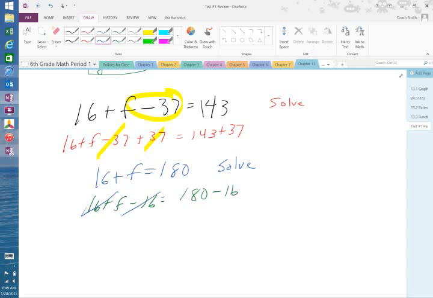174? No. Close, but no. Maya, help her out. No. Staley, help him out. 164. Yes, 164. So F is equal to 164. Remember, 180 minus 6 would be 174, but then I have to subtract another 10 from it to get the 16, so 174 minus 10 would be 164.